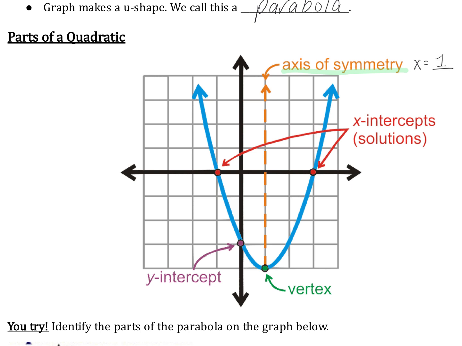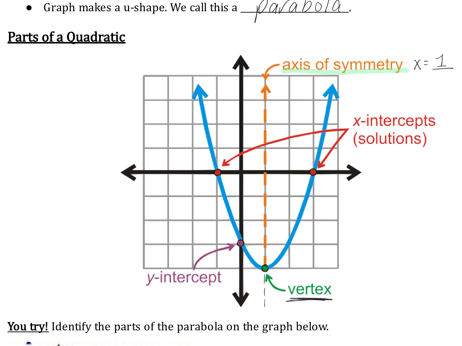The other important piece is knowing what the vertex is right here. The axis of symmetry is going to go right through the middle of the vertex. If I were to fold this parabola in half on the axis of symmetry, kind of like on a piece of paper, imagine I could just take it.